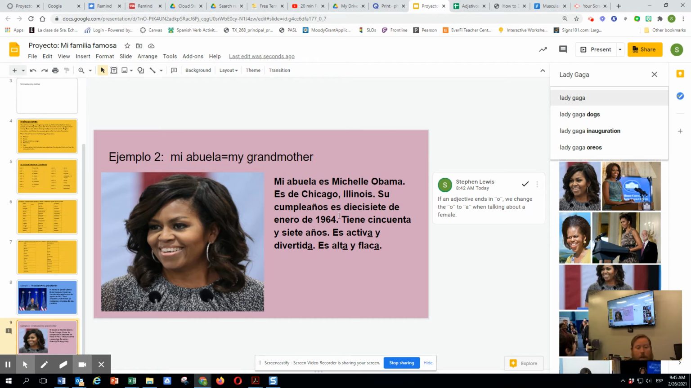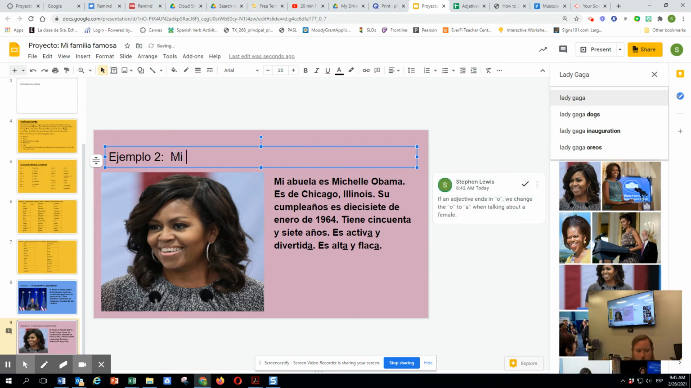So, for instance, here, mi abuela es Michelle Obama. Ella es de Chicago, Illinois. Su cumpleaños es el 17 de enero de 1964. Tiene 57 años. Es activa y divertida. Es alta y es flaca. So you notice these O's here change to A's. If it was a male, it'd be activo, divertido, alto y flaco. Okay, very, very important. I would capitalize this here. So first part, mi abuela. And then the translation. And voila. And so, just reference here for each one of your slides.